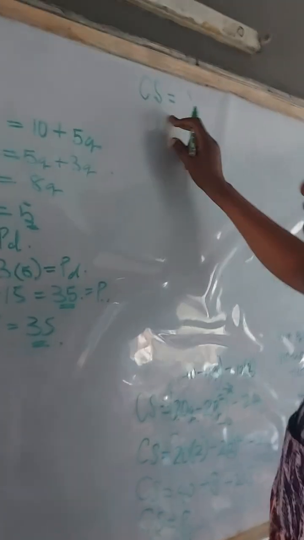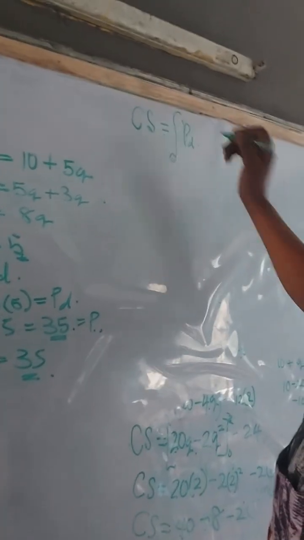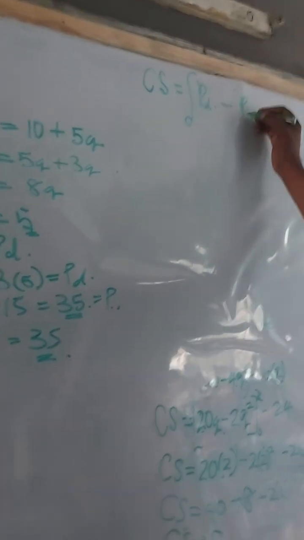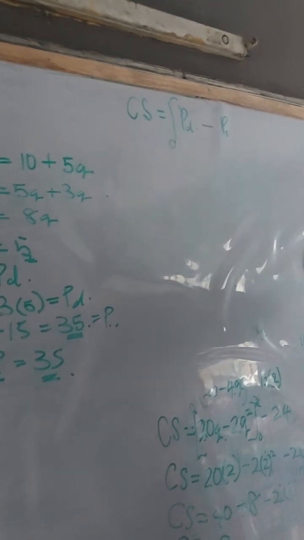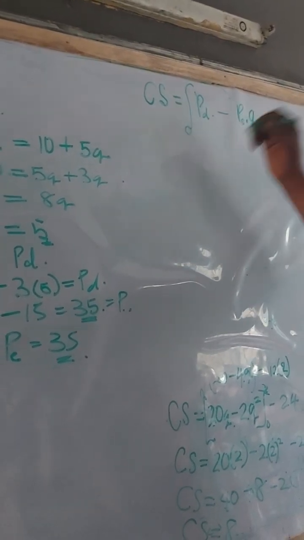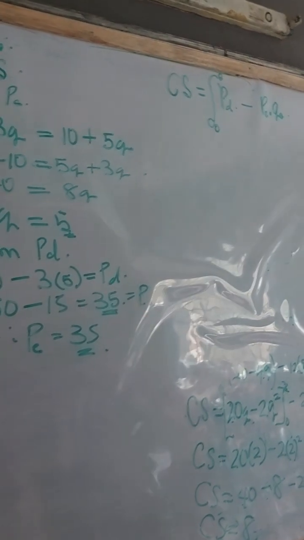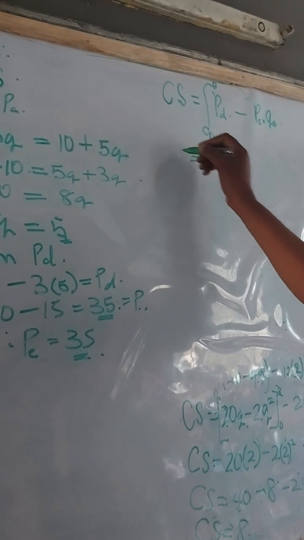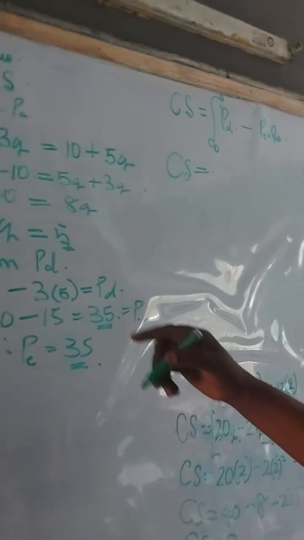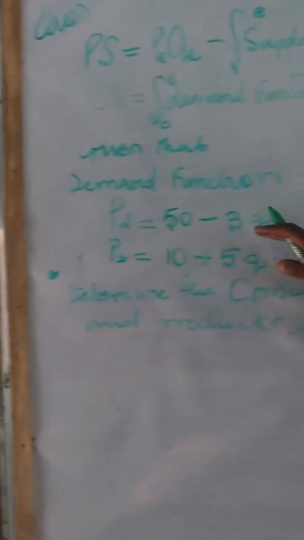Now, from here, we can calculate our consumer surplus. And what is the formula for consumer surplus? The integration of the demand function, minus the product of the equilibrium price and the equilibrium quantity. Here you have your equilibrium quantity and here you have your zero. So our consumer surplus is the integration of our PD, which is 50 minus 3Q.